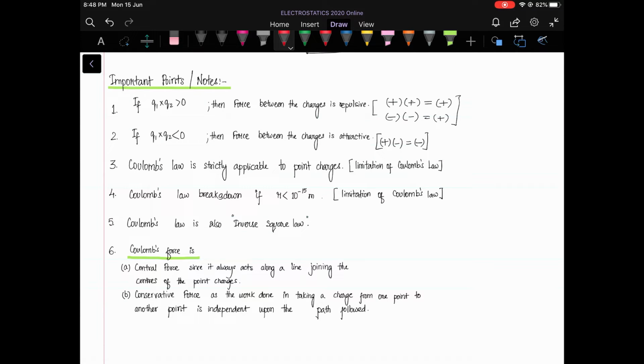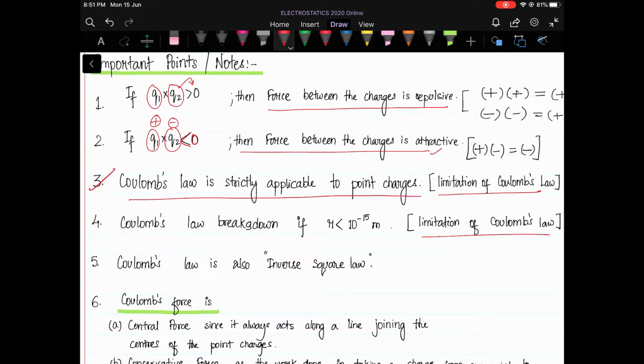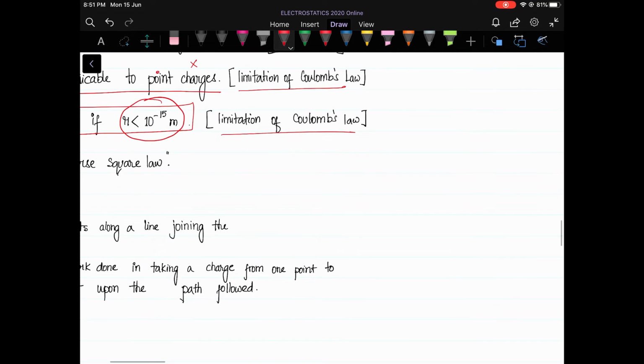Let's talk about some important points or notes about Coulomb's law. Coulomb's law is strictly applicable to point charges. If the charges are not point charges, we should not apply Coulomb's law. The next thing, which is very important, is that we are not allowed to use Coulomb's law if the distance between the charges is less than 10 to the power minus 15 meters. Let me show you what it means.